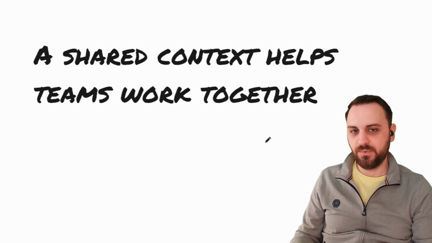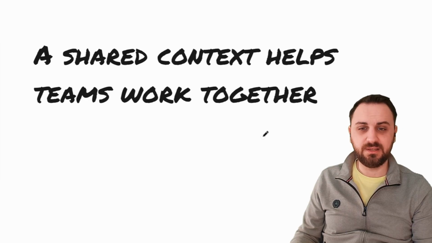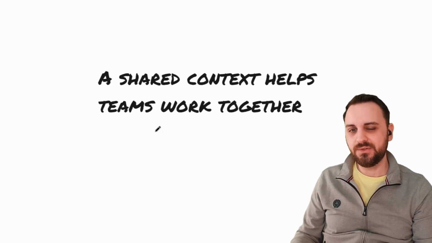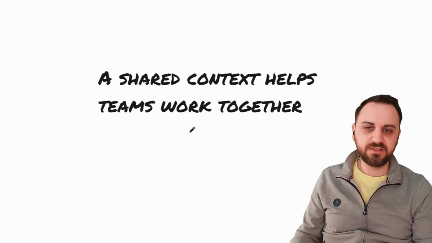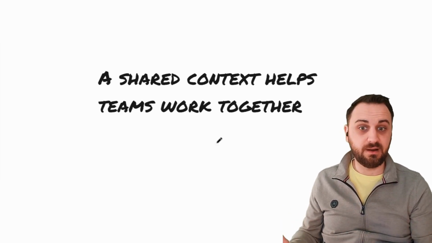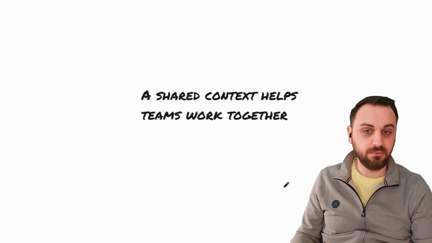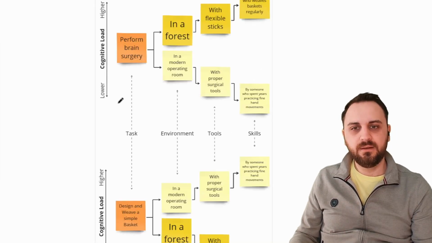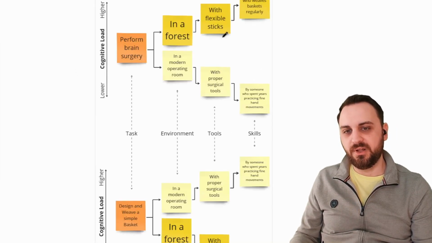So what is it that we can do as a leadership team, as a management team, to make sure that we generate shared context where we need it, and possibly use different contexts to make teams work separately where it is desirable for them to do that? Because sometimes you don't want teams to work together. So let's take a quick look at this example I prepared for us.